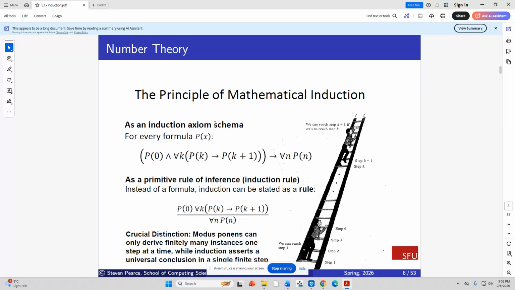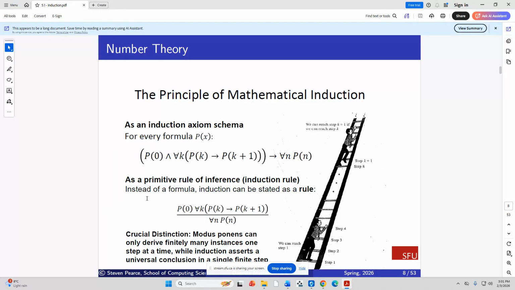So here we go. As an induction axiom, yes, this is the proper way to define it. There's a base case, and for all k, P of k implies P of k plus 1. This set implies that the proposition is true for all n. That is the inductive proof schema.